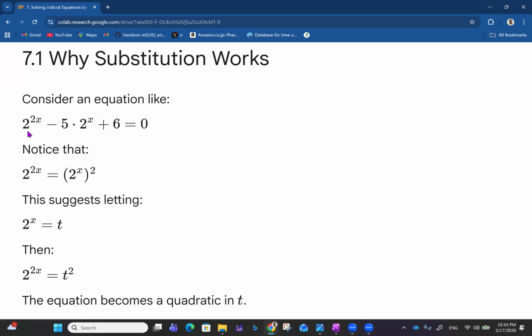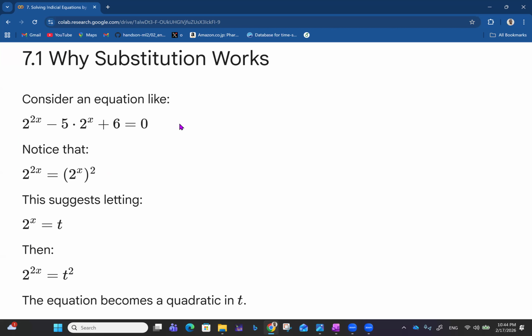So consider an equation like 2 raised power 2x minus 5 dot 2 raised power x plus 6 equals 0. You can notice that, first of all, 2 raised power 2x is the same thing as 2 raised power x, all raised power 2, going by the power law, the power of a power. If you have the power of a power, just multiply the powers. So you can write this as 2 raised power x squared, then we have 2 raised power x here.